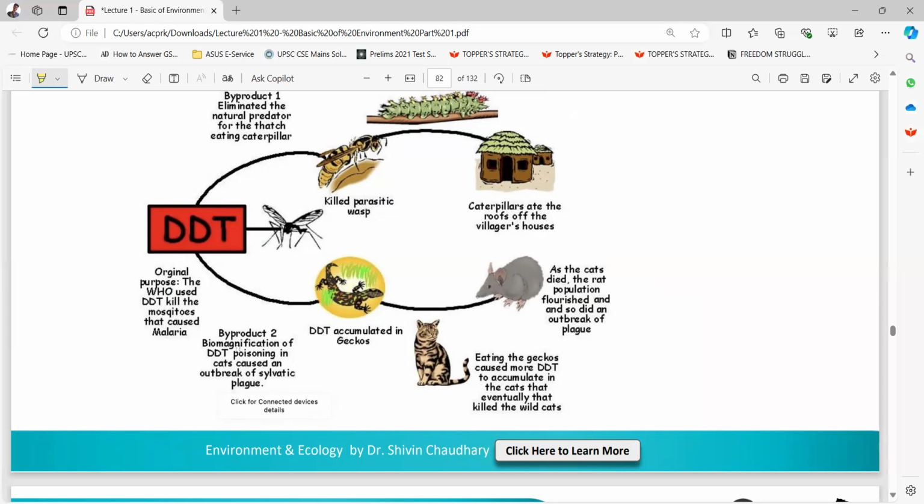Byproduct 2: biomagnification of DDT poisoning in cats caused an outbreak of sylvatic plague. DDT accumulated in geckos. Eating the geckos caused more DDT to accumulate in the cats that killed the wild cats. As the cats died, the rat population flourished, and so did an outbreak of plague.